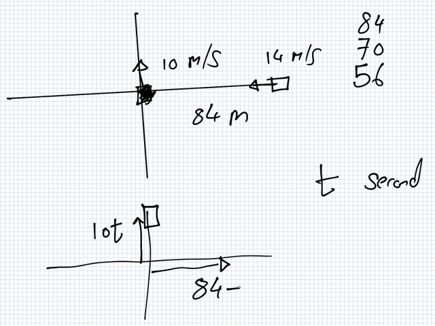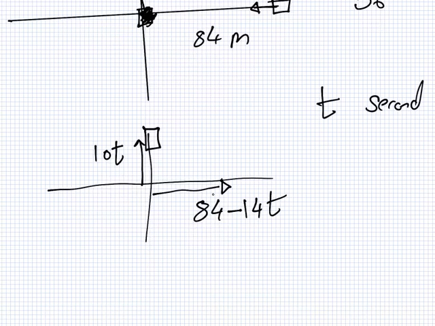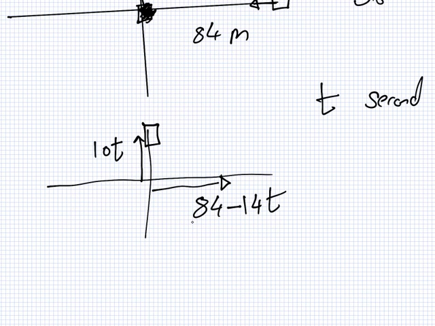84 minus 14t. That's how far away it is from the crossroad after t seconds. Yes? Now, this is okay so far. Now you were right, you have to use Pythagoras because what we're looking at is the distance between the two.